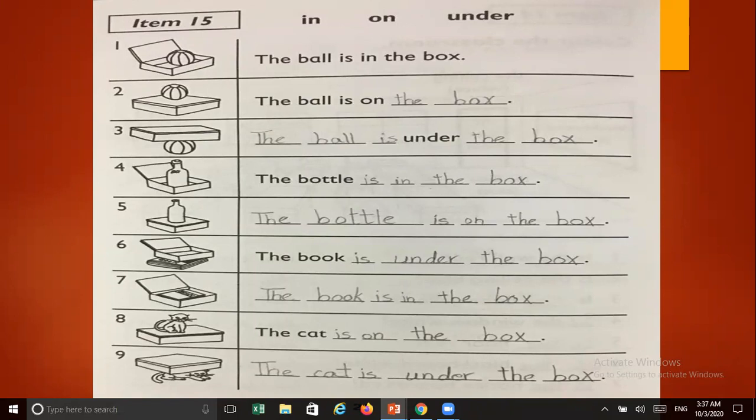Picture 5, the bottle is on the box. Picture 6, the book is under the box. Next one, the cat is on the box. The last one, the cat is under the box. Now we will do the next page.